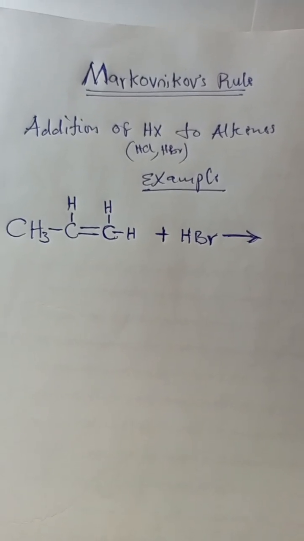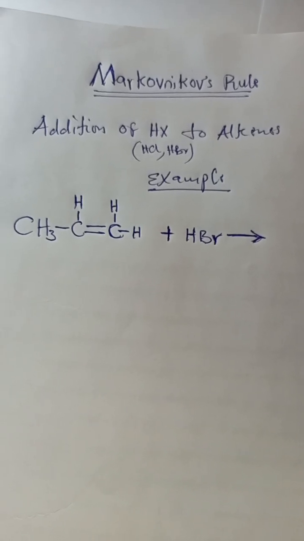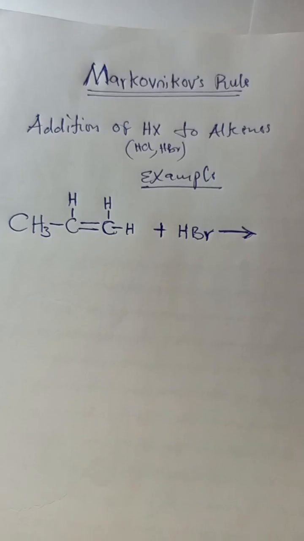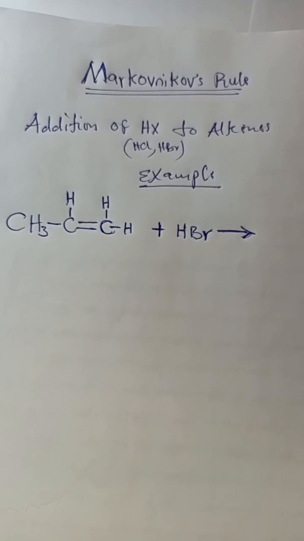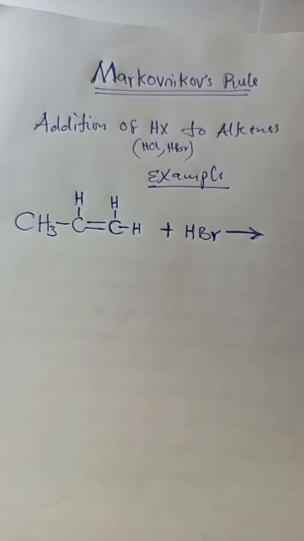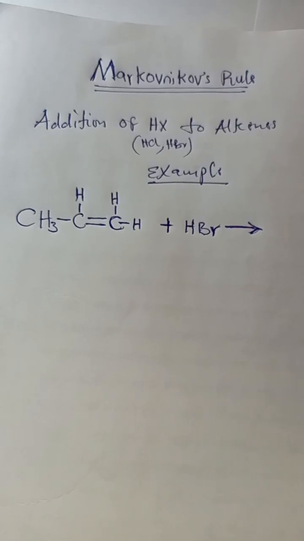I'll take it again. Markovnikov's rule says that when a reagent like HX, that is hydrogen halides, is added to an unsymmetrical alkene, the hydrogen goes to the carbon that already has more hydrogen, while the halide, that is the halogen, goes to the carbon with fewer hydrogen.